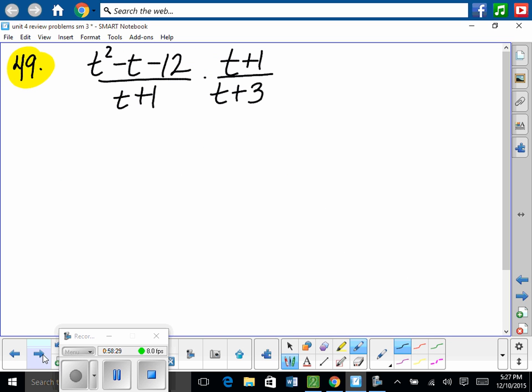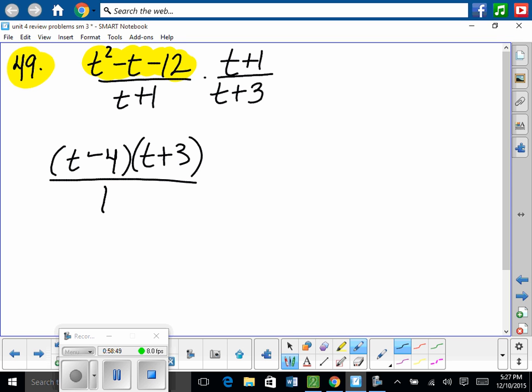Next one, so 49. We're multiplying these two things. Factor each piece. So if you factor this, which you should be able to correctly, make sure you push pause on the video and don't just take my word for it. You have to be able to factor yourself. So it factors to be t minus 4 times t plus 3. And then this is t plus 1. And then times by t plus 1.